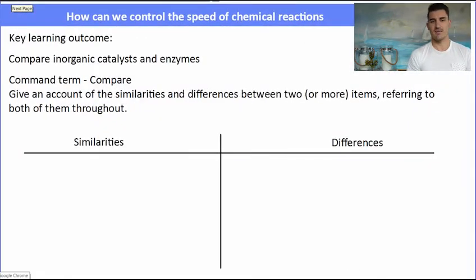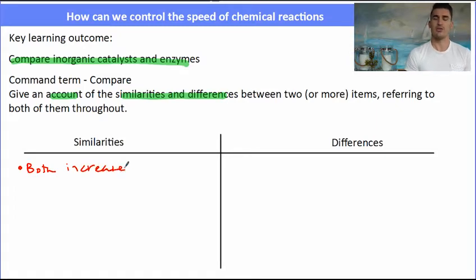So a key outcome would be to compare inorganic and organic catalysts or enzymes. Remember that the word compare gives an account of the similarities and differences between the two or more items, referring to both of them throughout. So what are the similarities between an inorganic catalyst and an enzyme? Well, they both increase the rate of reaction. That's the job of a catalyst.